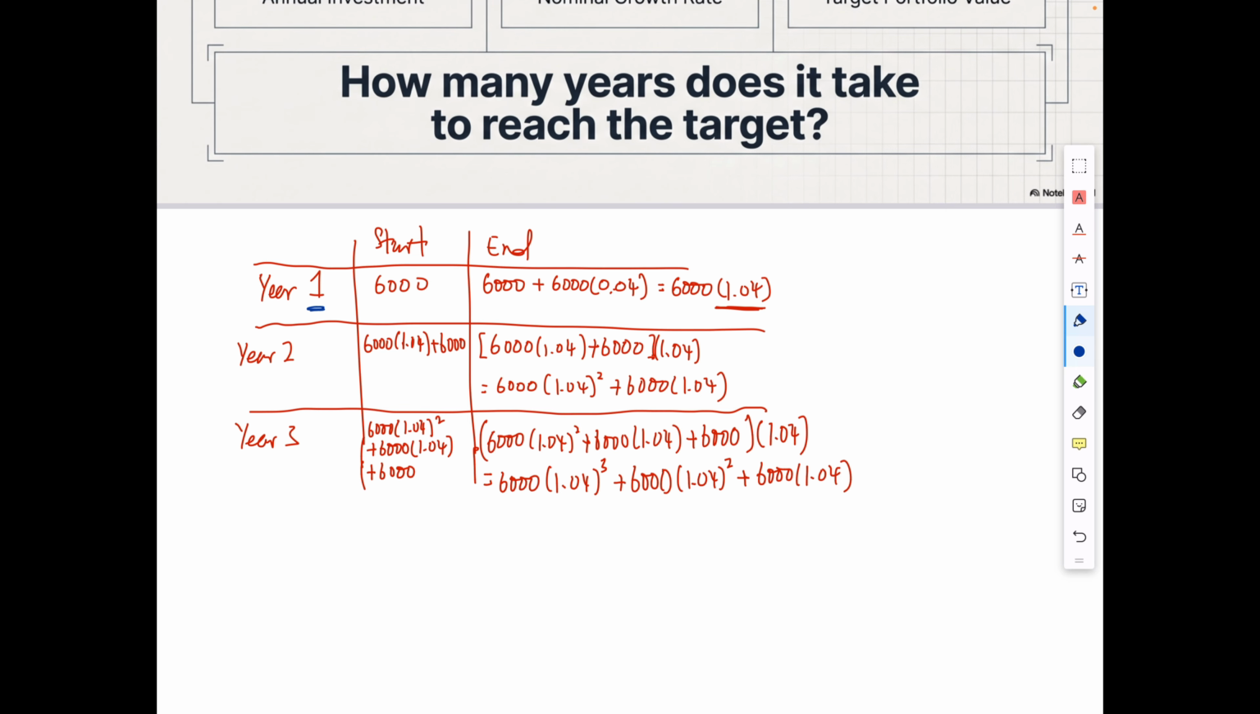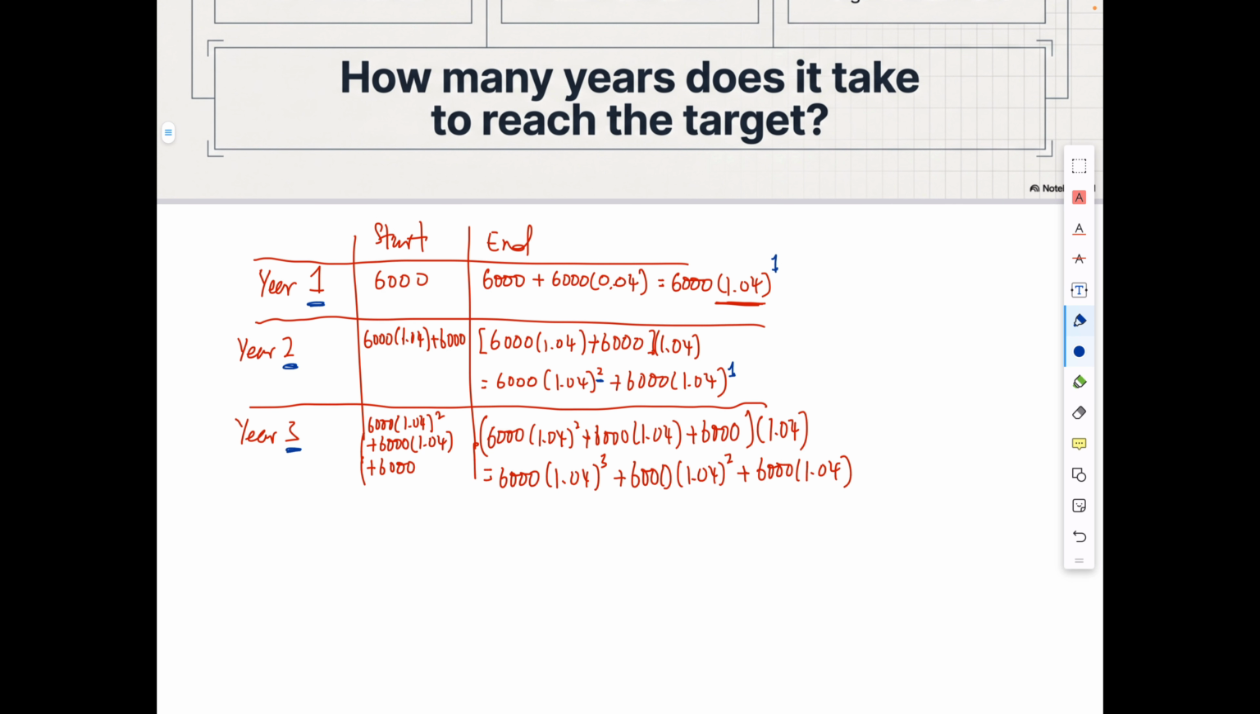So we just need to recognize the pattern. Year 1, power 1. Year 2 is 6,000 times 1.04 power 2, and then 1.04 power 1. Year 3, I will get 6,000 times 1.04 power 3, power 2, power 1. So if I were to generalize it to year n, I can skip the start and go straight to the end. I will start with 6,000 times 1.04 power n.